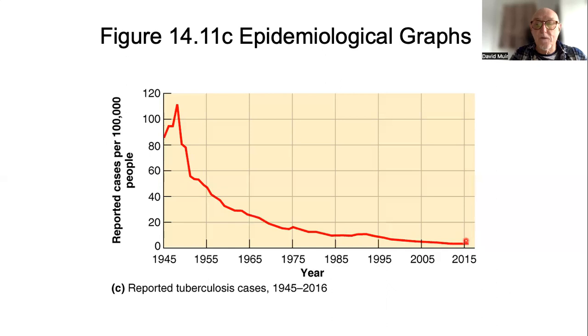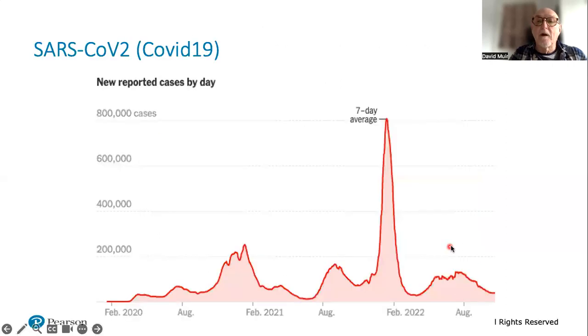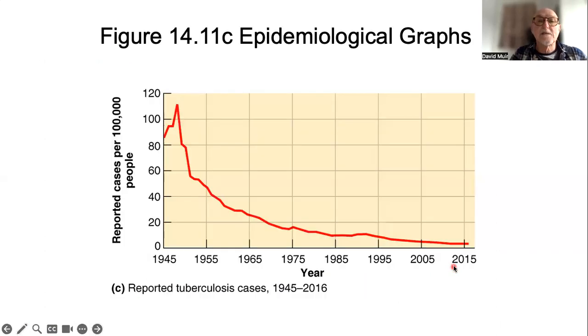tuberculosis. So that, again, to revise, this is an incidence, the number of new cases, as opposed to this here, which is the prevalence, and this is the prevalence of tuberculosis year by year.